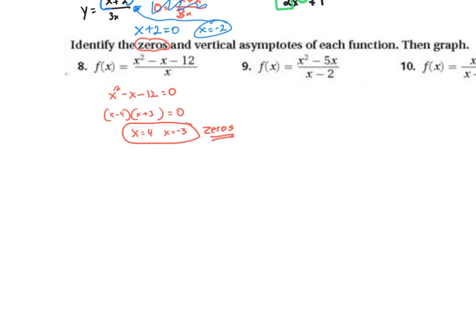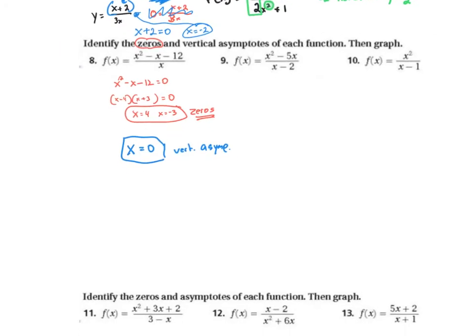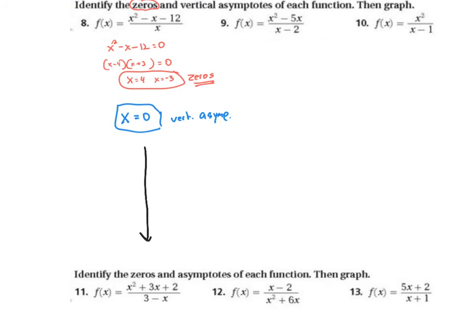Okay, now let's talk about vertical asymptotes. Vertical asymptotes are when the bottom equals 0. Done. We've got a vertical asymptote. Okay, and then it does say graph. We're not going to do the full-on graph. I want you to know the different logistics. So there is a zero at 4, so we'd put a big old dot at 4. Where x is -3, we'd put a big old dot. And then right where x is equal to 0, we're going to have a vertical asymptote.